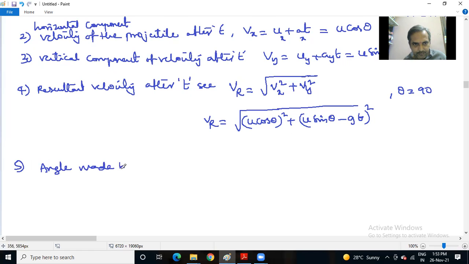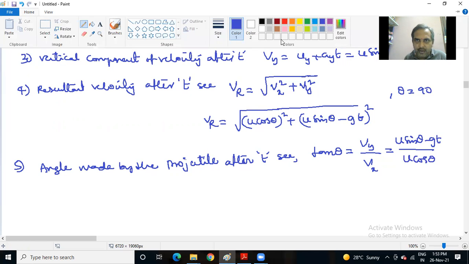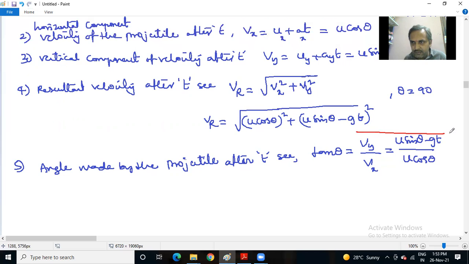Next, fifth one. Angle made by the projectile after t seconds. So tan theta is equal to the vertical component of velocity by the horizontal component. So the vertical component is u sin theta minus gt. The horizontal component is u cos theta. So there will be a numerical on every equation. This one, this one, this one, even this one. Then proceed.